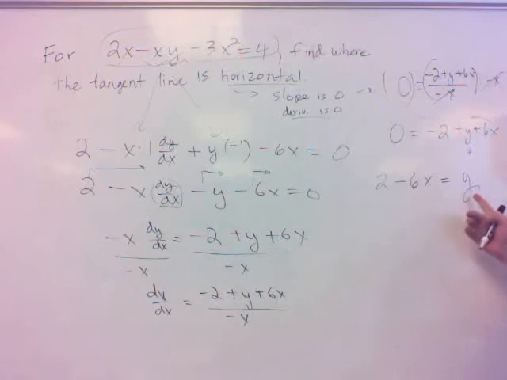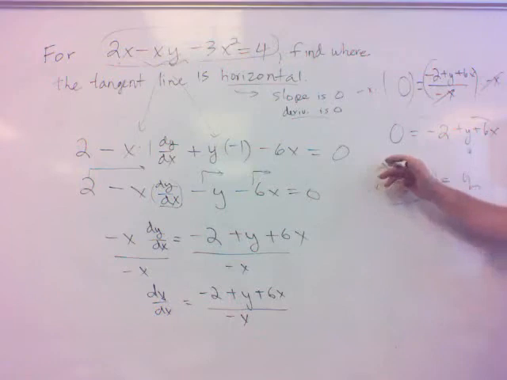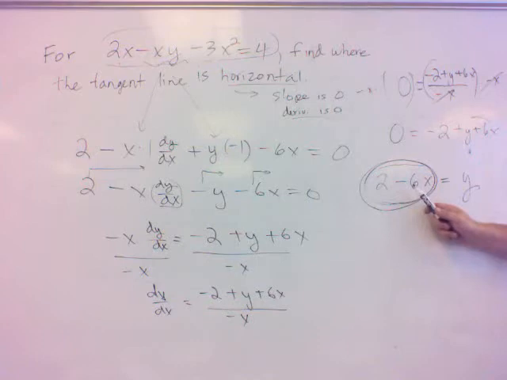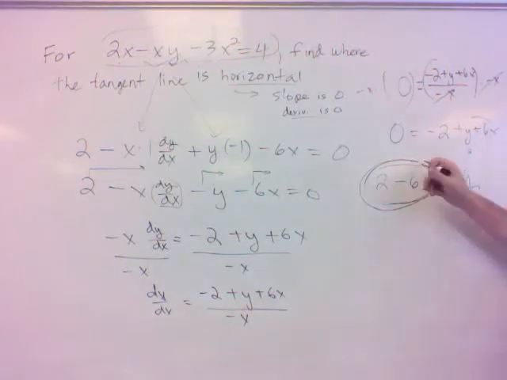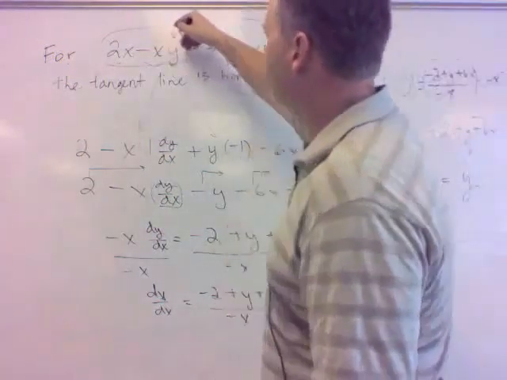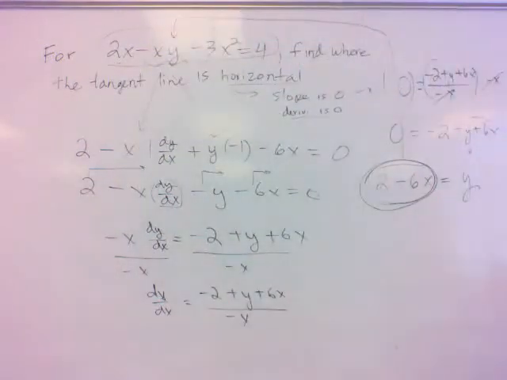Well, here's what I can do with this. It's a little substitution problem, I guess you might say. Isn't that saying y is equivalent to 2 minus 6x? So what I can do is take that and plug it in here for y. And won't that give me an equation exclusively in x? So you see what I'm doing?